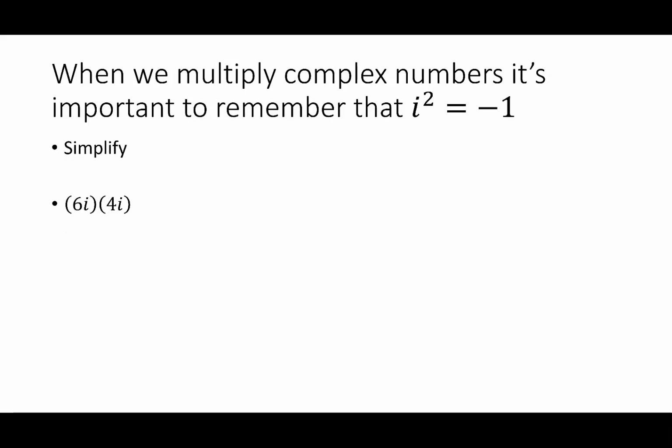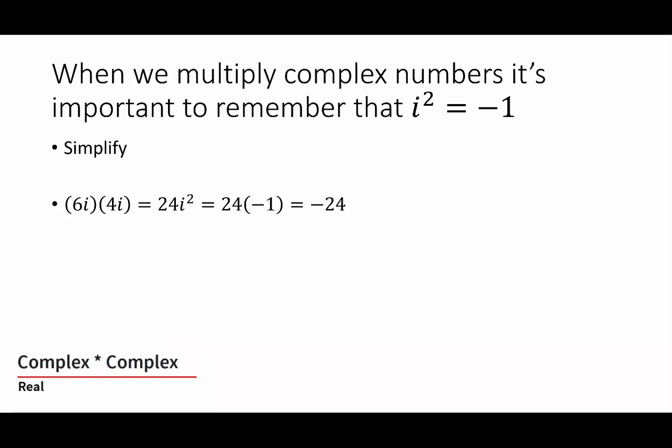Let's start by simplifying 6i times 4i. We know that 6 times 4 is 24, and i times i gives us i squared. We're going to replace the i squared with a -1, and then multiply 24 times -1 to get -24. Notice that I multiplied a complex number times a complex number, and I got a real number in this situation.